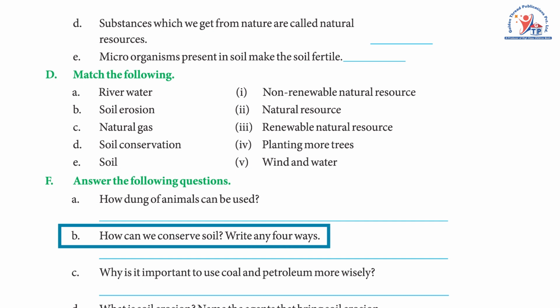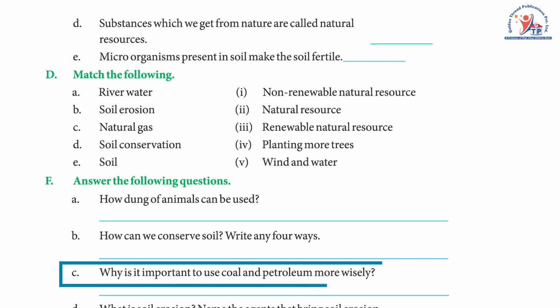B. How can we conserve soil? Write any 4 ways. Answer: there are different methods to conserve the soil. 1. More trees should be grown on the slopes of mountains. 2. Overgrazing by cattle should be avoided. 3. Terrace farming should be done in hilly areas. 4. Trees should be planted in large numbers.